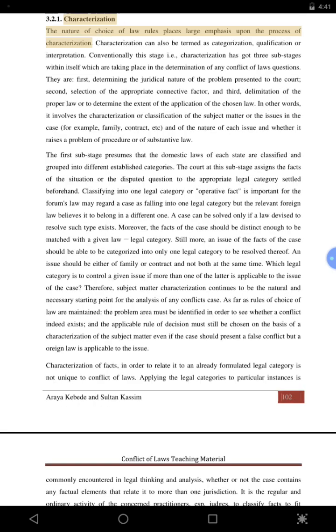3.2.1. Characterization. The nature of choice of law rules places large emphasis upon the process of characterization.